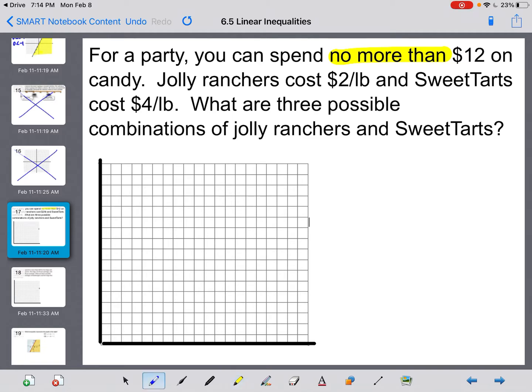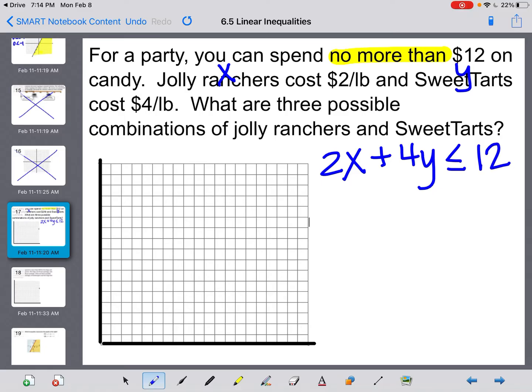Okay, so I'm going to define my variables. I'm going to say that Jolly Ranchers are X, Sweet Tarts are Y, and I'm going to write myself an inequality in standard form. So I know that 2x, because it's $2 per pound, plus 4y has to be less than or equal to, because I can spend no more than $12.